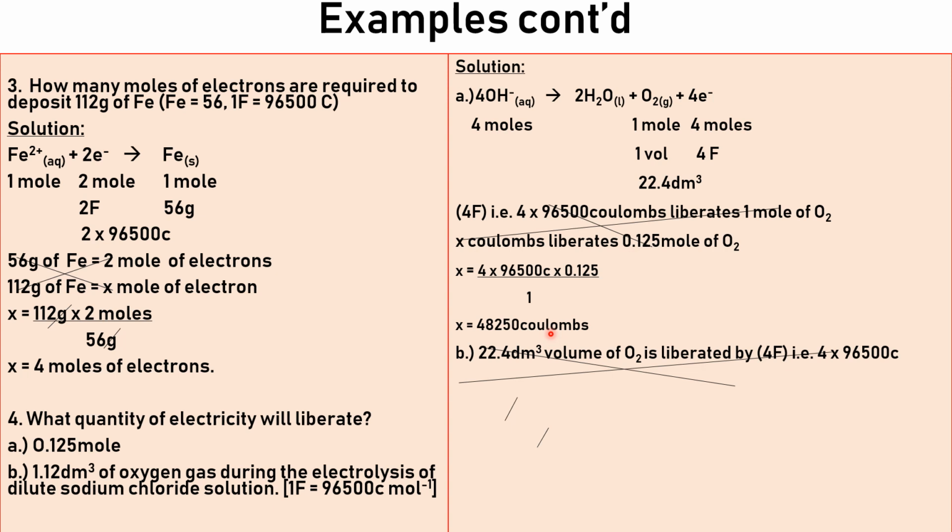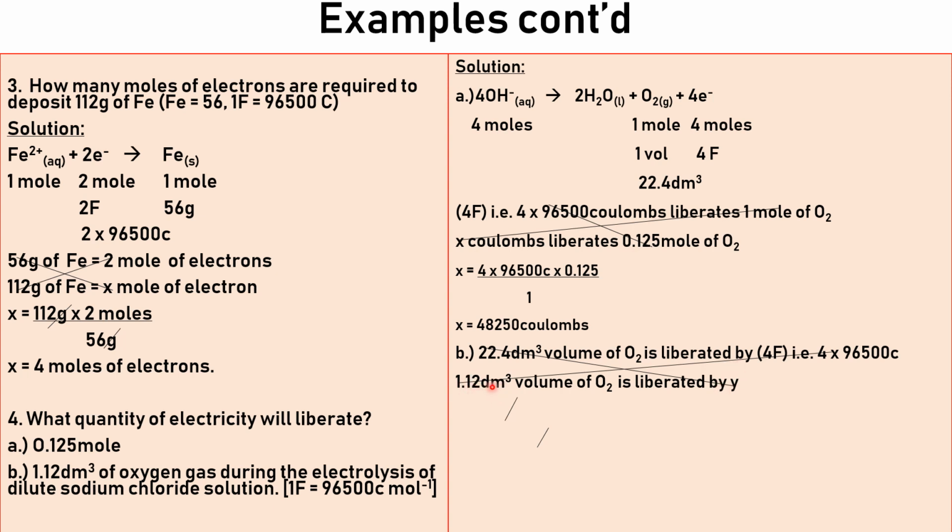Example number 2, where we are asked to calculate the quantity of electricity that will liberate 1.12 dm cube of oxygen gas. So we have 22.4 dm cube of oxygen gas liberated by 4 times 96,500, which you can see here. So the volume from the equation is 22.4, and we're given another volume of 1.12 dm cube, and we are asked to calculate the quantity of electricity that will liberate this volume.